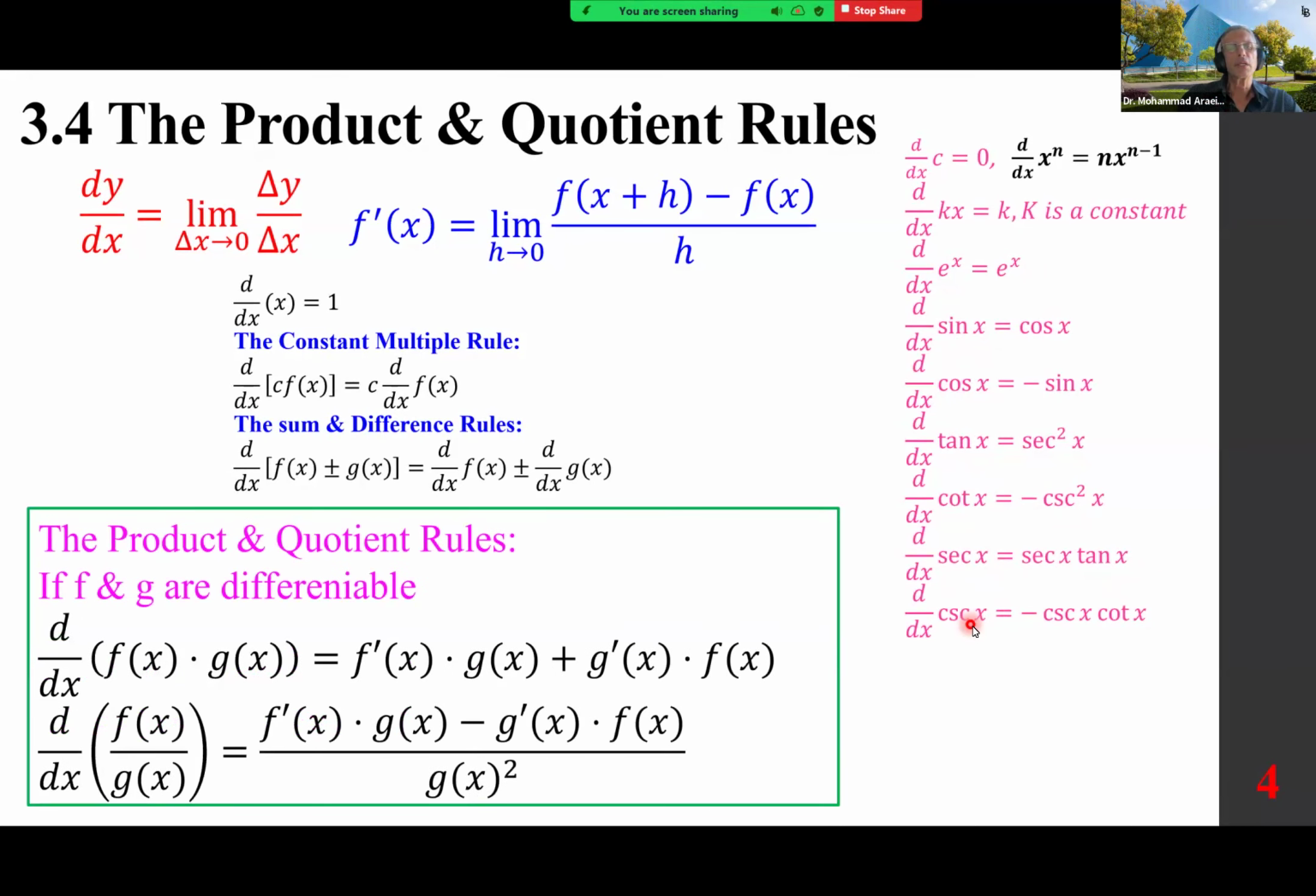Now, the product and quotient rule: the derivative of f(x) times g(x) is f prime of x g of x plus g prime of x f of x. Shorthand notation, f prime g plus g prime f.